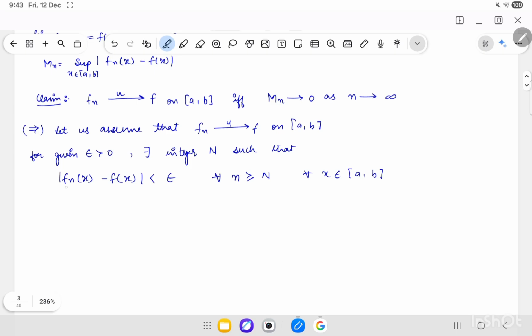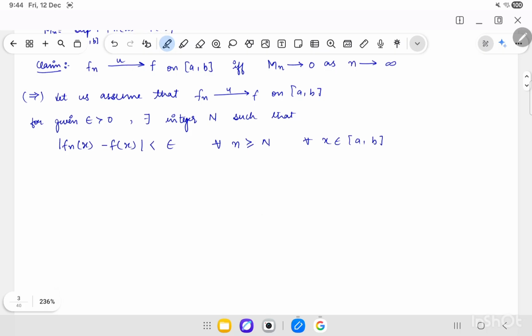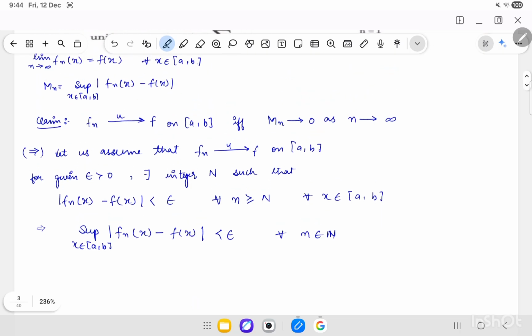Now since this difference holds for all x in the closed interval a comma b and for all natural numbers n greater than the integer capital N, I can say that the relation must hold for the supremum of |f_n(x) minus f(x)|, because it holds for all x in a comma b. The supremum is over the closed interval a comma b, and in the question itself they have defined that this term is equal to M_n.